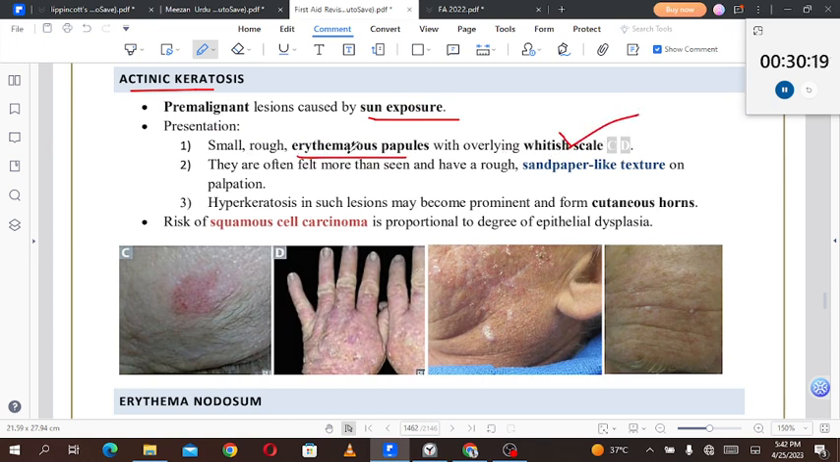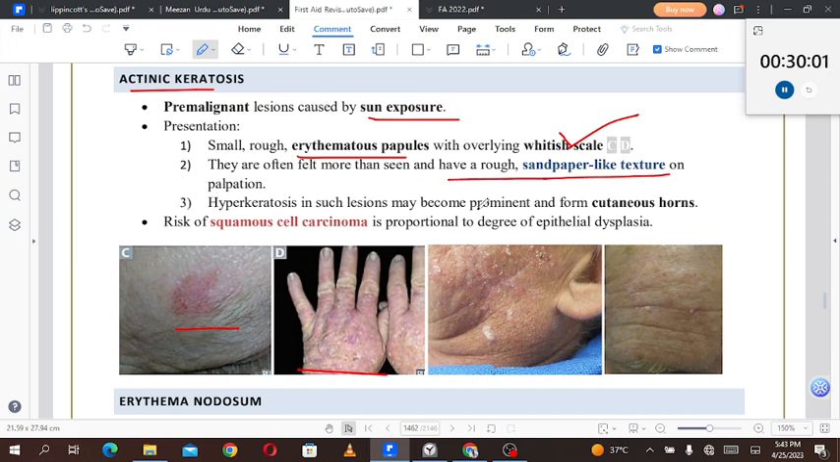So these are small, rough, erythematous papules with overlying whitish scales. These are C and D. These have overlying whitish scales over here and over here. They are often felt more than seen, and have a rough sandpaper-like texture on palpation.